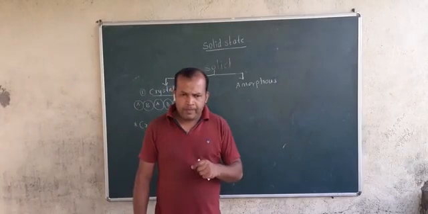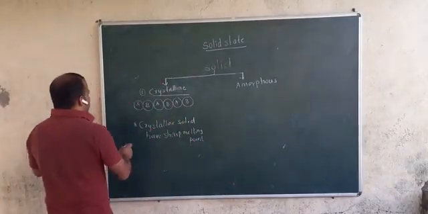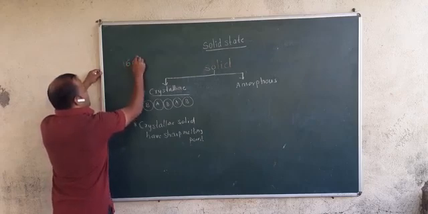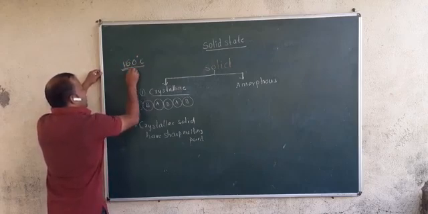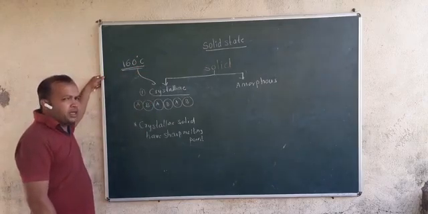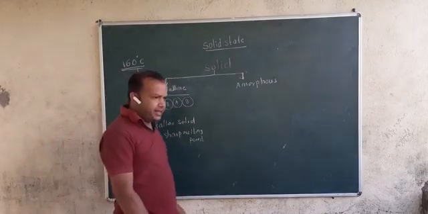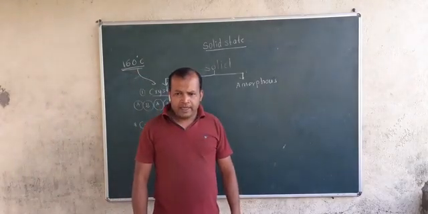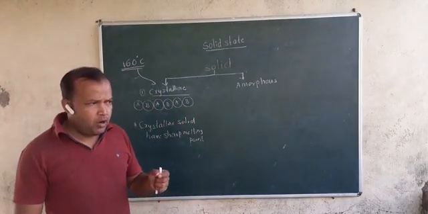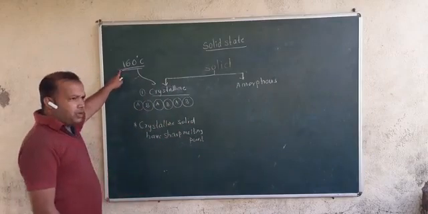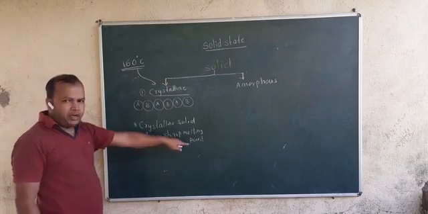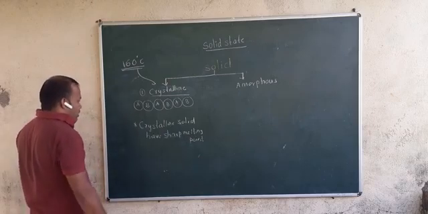What is meant by this sharp melting point? If a crystalline solid melts at 160 degrees Celsius, it means exactly at 160 degrees Celsius it will melt. Even at 159 degrees it will not melt. All the solid will completely melt at 160 degrees Celsius. This is called a sharp melting point. Okay.